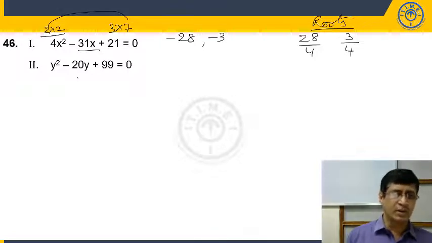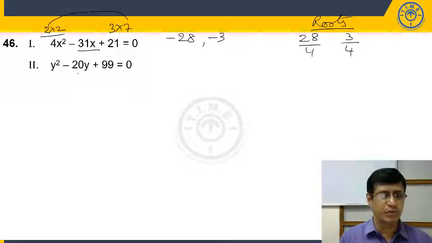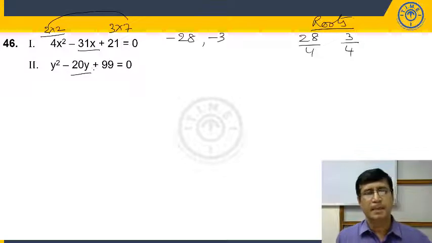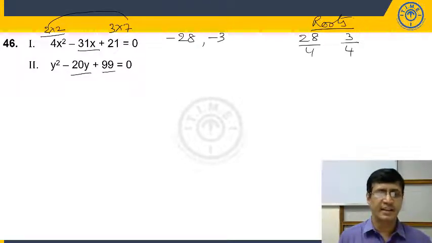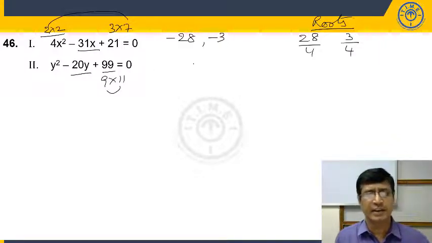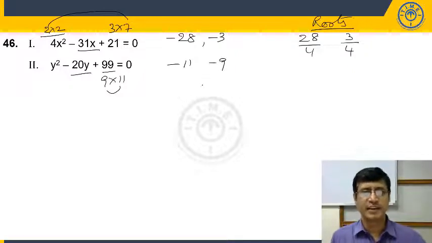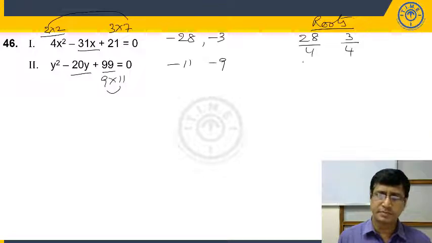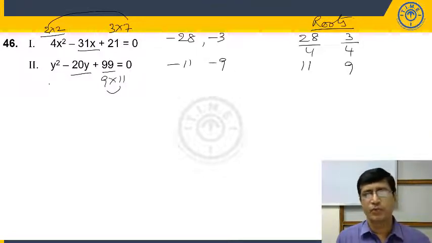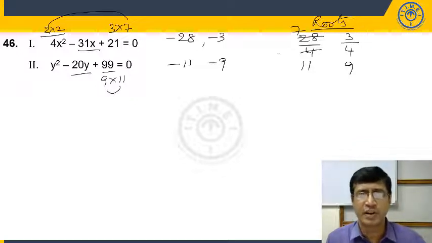Then what about the second quadratic equation? If you observe, now minus 20y and 99. 99 means 9 into 11. What about the sum of 9 and 11? 9 and 11 sum, it is 20. So minus 20 means minus 11 and minus 9. What about the roots? Plus 11 and plus 9 by coefficient of y square. Okay, simplify this. What is the cancellation? 7 times of 4 is 28.